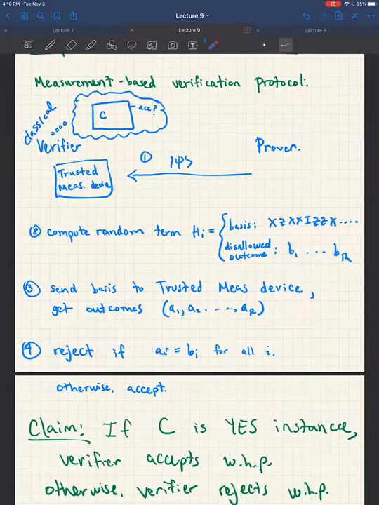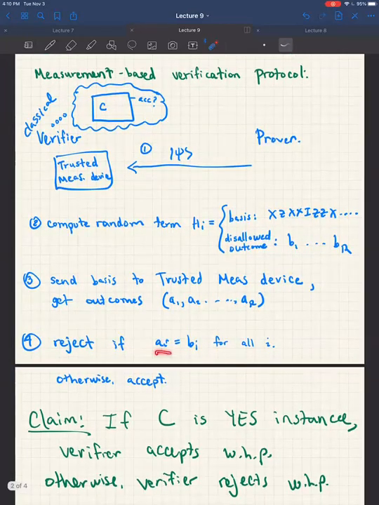So the verifier is going to send this basis, this basis setting to the trusted measurement device. It's going to measure this state psi and get all these outcomes. And the verifier is just going to reject if it gets the disallowed outcome. Otherwise, it's going to accept.